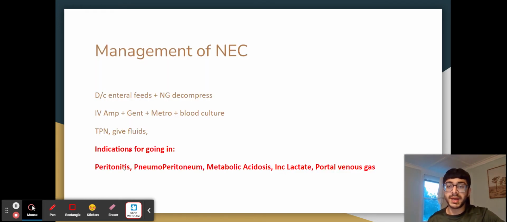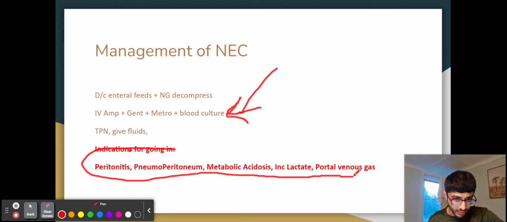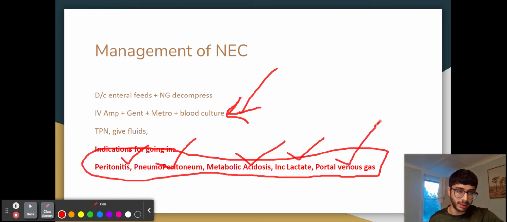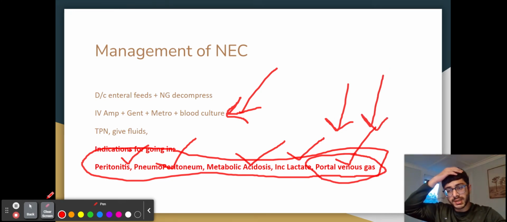Okay, next thing is management for necrotizing enterocolitis. What I wanted to point out here is, again, these three antibiotics. It's kind of the same idea. First of all, know how to recognize it, you probably know, but the indications for going in is what I wanted to point out. If you see pneumoperitoneum, peritonitis, lactate, this is very similar to inflammatory bowel disease, the reasons that we go in. But check out this portal venous gas. If you see this, this is an indication to go in and cut out whatever the necrotic part is.